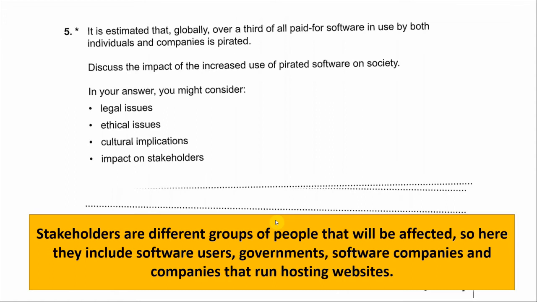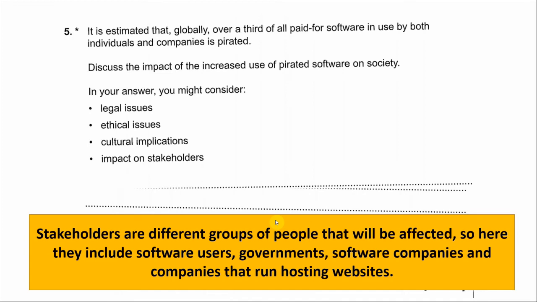So stakeholders are the different groups of people that will be affected. So here they include software users, governments, software companies, and companies that run hosting websites. So there's lots and lots of points here, and there's lots and lots of marks available. So you can approach it where you could think about 2 marks per one. So you could do two points on legal, 2 on ethical, 2 on cultural, and 2 impact on the stakeholders.